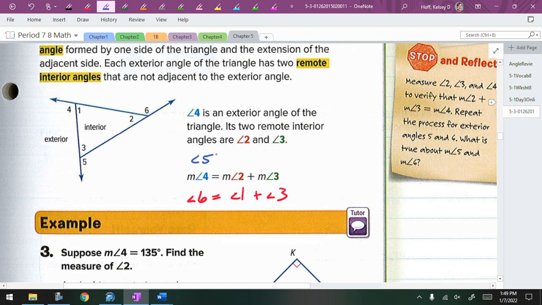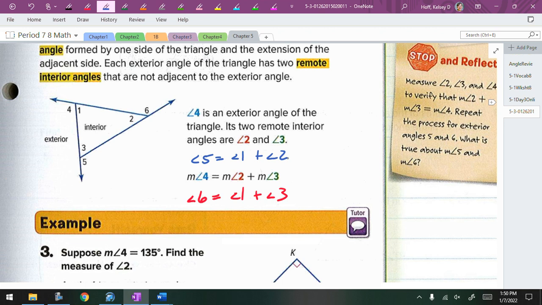Angle 5. Everybody tell me what two angles can be added together to equal angle 5. Angle 1 and angle 2. Anybody else agree with him? Angle 1 and angle 2. Nicely done, Zach. Angle 1 and 2 are inside that triangle, but not next to it.